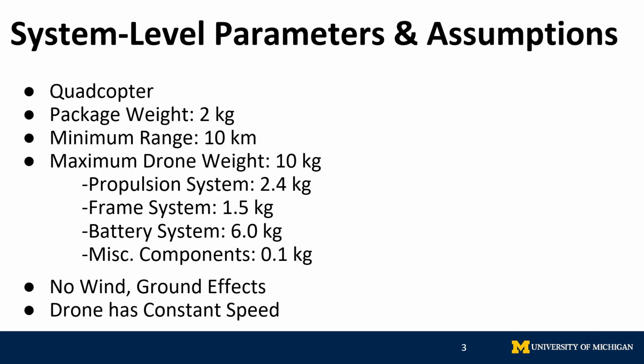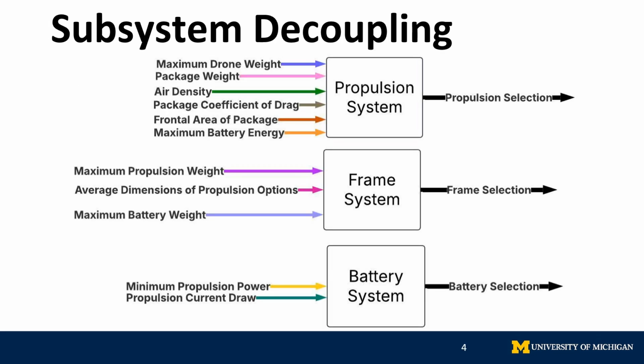To begin optimization, system-level parameters and assumptions were needed. The drone is a quadcopter that delivers a 2-kilogram package a minimum range of 10 kilometers. It has a maximum weight of 10 kilograms, and the subsystems have allocated percentages of this weight. Wind and ground effects are not considered, and we assume the drone moves at a constant speed. In this initial effort, subsystems were decoupled to be optimized separately, as shown in the slide.